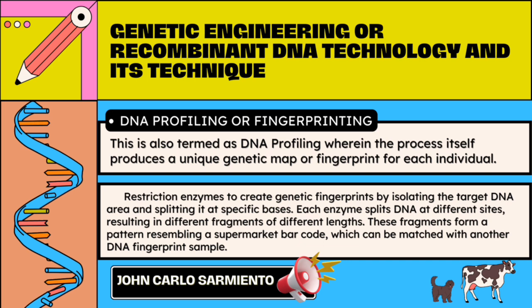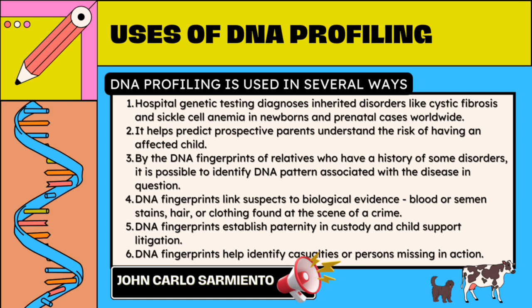DNA profiling or fingerprinting. This is also termed DNA profiling, wherein the process produces a unique genetic map or fingerprint for each individual. Each enzyme splits DNA at different sites, resulting in fragments of different lengths. These fragments form a pattern resembling a supermarket barcode, which can be matched with another DNA fingerprint sample. Let's proceed to the uses of DNA profiling.